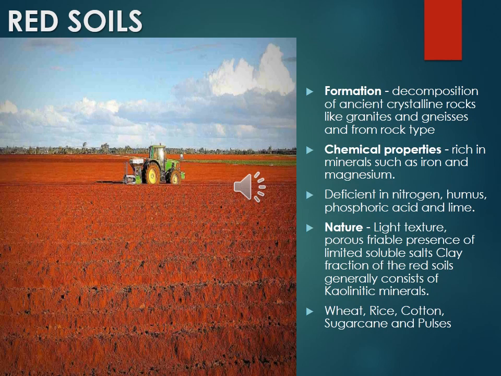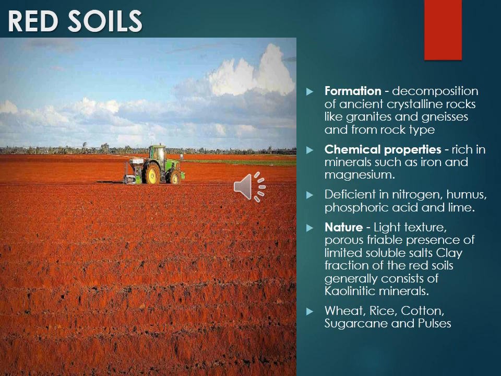The clay fraction of the red soil generally consists of kaolinitic minerals. Clay fraction means that almost half of the soil looks like rock, and the remaining may be silt or clay. The soil composes and forms a rock-like structure. It consists of kaolinitic minerals, a type of mineral that is gray or white in color.